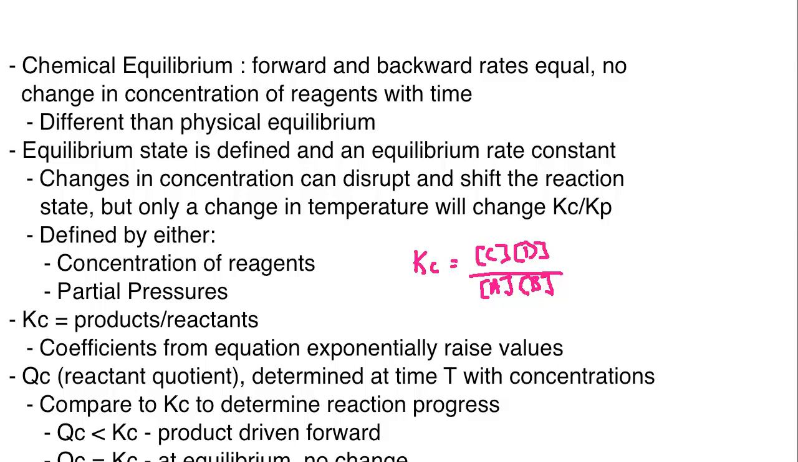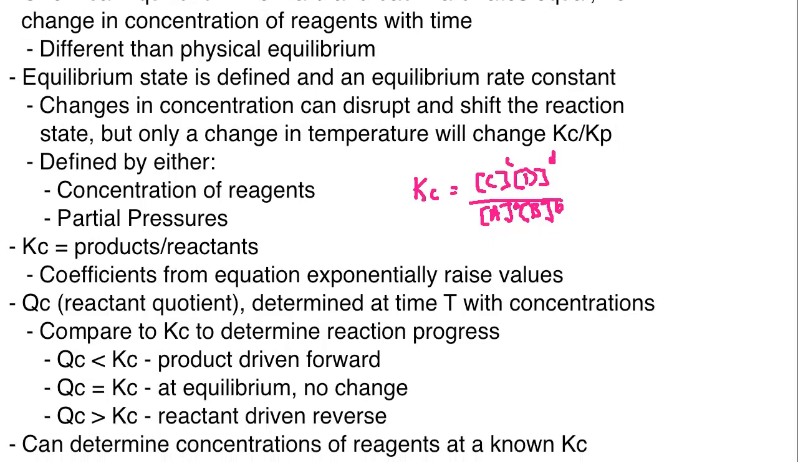So these are all the reagents, the products and the reactants, and then they are raised respectively to the exponential power of whatever their coefficient is. So remember, the coefficients that come from the balanced equations are going to be used to exponentially raise the values of these concentrations. Now, we discussed the reaction quotient, which we abbreviated as QC.